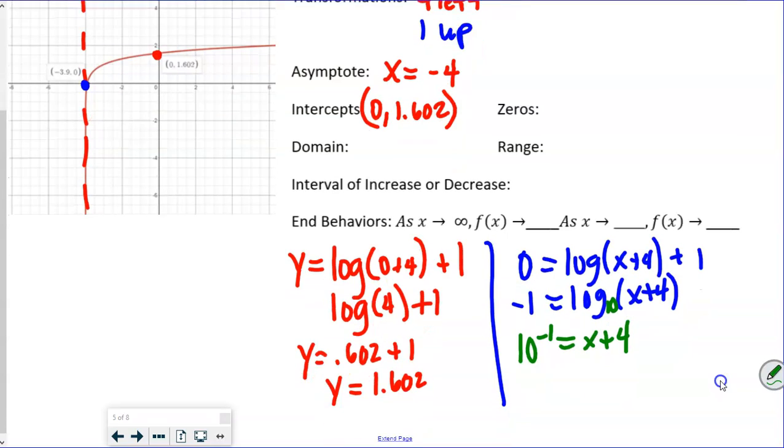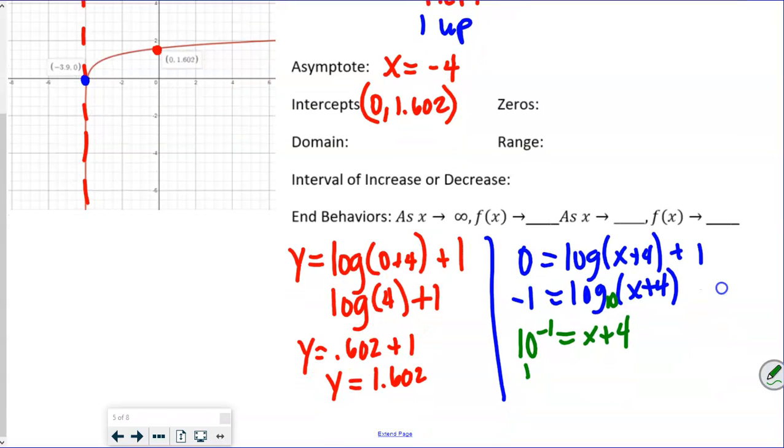Well, what is 10 to the negative 1? It's 1 over 10, right? So this is going to be 1 over 10 is equal to x plus 4. Then we're going to subtract 4 from both sides. So that's going to give us negative 3.9 equals x. And isn't that the value we had right here? It is. So even if you don't have a calculator, you can find the x-intercept and the y-intercept by doing what we just did, okay?